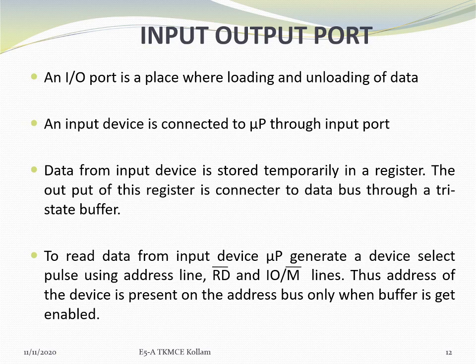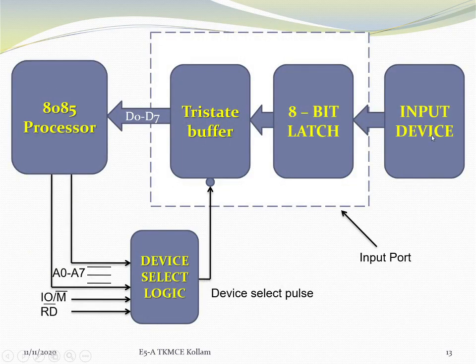Next important part is input and output port structure. An I/O port is a place where loading and unloading of data take place. An input device is connected to microprocessor through input port. Data from input device is stored temporarily in a register, an 8-bit latch. The output of this latch is connected to a tri-state buffer. If this enable pin is activated, then only this data is transferred to data bus of 8085 microprocessor.